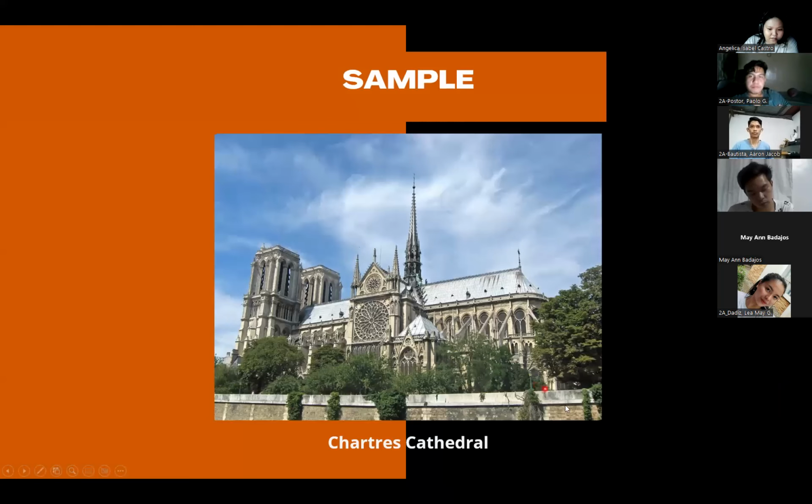Another element, this is your Chartres Cathedral outside. See the flying buttresses, the spires, the rose windows, the towers. It's all there. Okay? This for me is the pinaka-basic example ng Gothic architecture. Like, pag nakita ko this is Gothic.